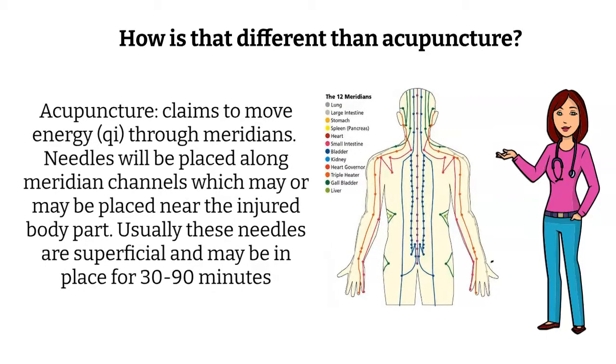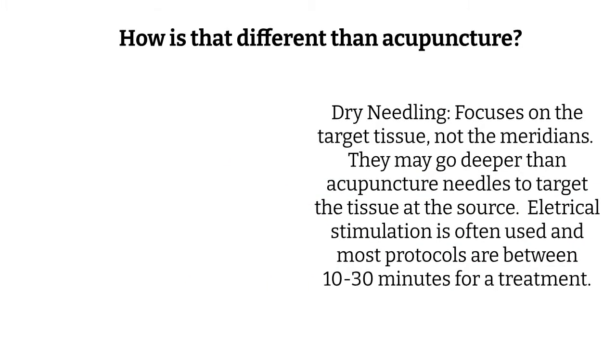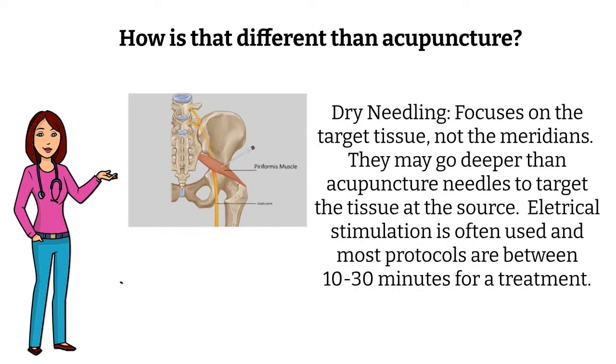Needles will be placed along these meridian channels, which may or may not be placed near the site of pain or injury. Usually, the insertion of needles is relatively superficial and may be in place for 30 to 90 minutes. While dry needling focuses on the insertion of needles at the target tissue of the injury or painful location. They also may be inserted deeper in the body to reach the muscle belly itself, such as the piriformis for piriformis syndrome. Electrical stimulation is often used, and most protocols are between 10 and 30-minute treatment sessions. Different techniques are also used with the insertion of needles, including a fanning technique, tenting, and twisting technique to better stimulate the tissue for its therapeutic effects.